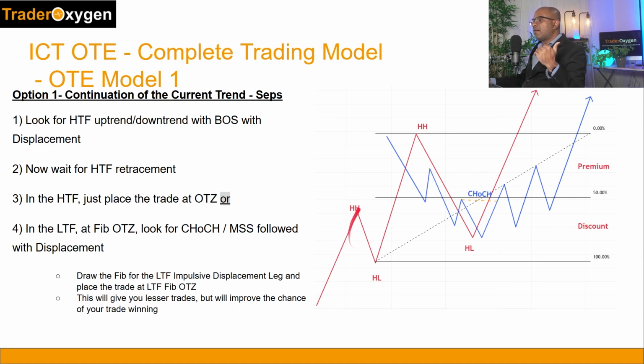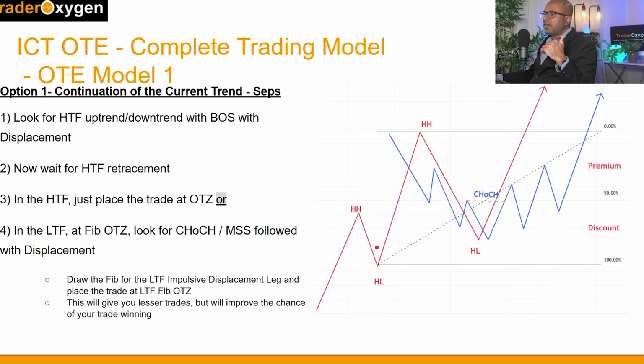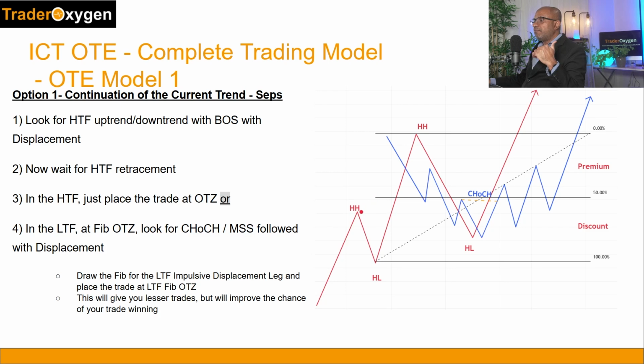So in this example, the red color line is the higher time frame chart, blue line is the lower time frame chart. So what you see first is, you can see the higher time frame chart is in an uptrend, and you can see it has made a clear, significant, impulsive price move up with a break of structure and clear displacement. Then number 2, you wait for the higher time frame retracement to happen.